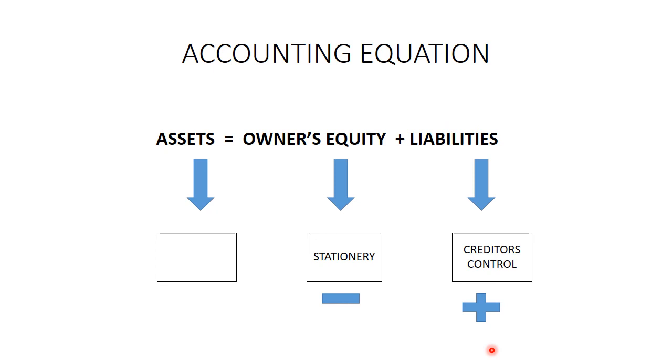So assets are equal to owner's equity plus liabilities. So 0 is equal to 0 plus 0. In this case, these two, your owner's equity and liabilities, should always give you a 0 if both are affected and assets are not affected. So that 0 will be equal to 0 and your accounting equation is in balance.